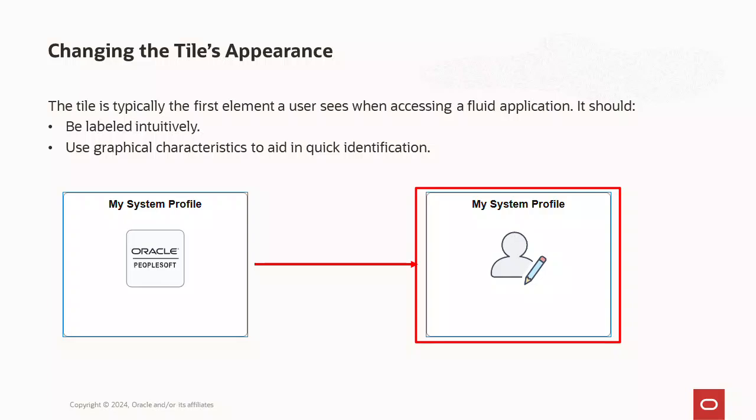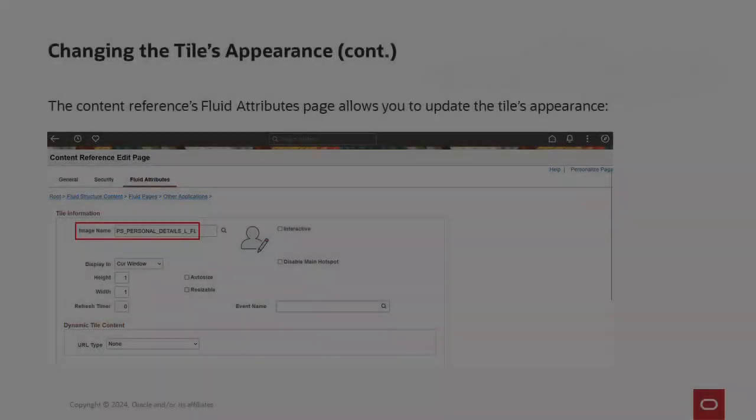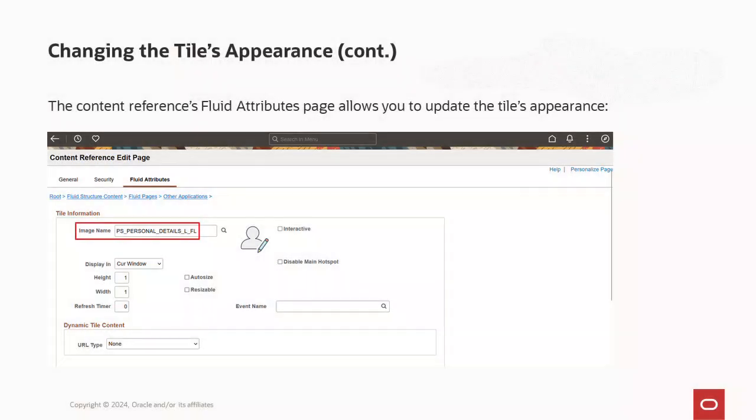With a simple change in the content reference definition, we can transform the mundane tile on the left to something more visually appealing and more intuitive. Oracle recommends that you use scalable vector graphics or SVG images since the images will be rendered in different places and on different size devices. With SVG images, the scaling is automatic. On the Fluid Attributes page, use the Image Name field to insert a custom image in place of the default image provided by PeopleTools. If no image is selected, the system displays the default image on the tile.